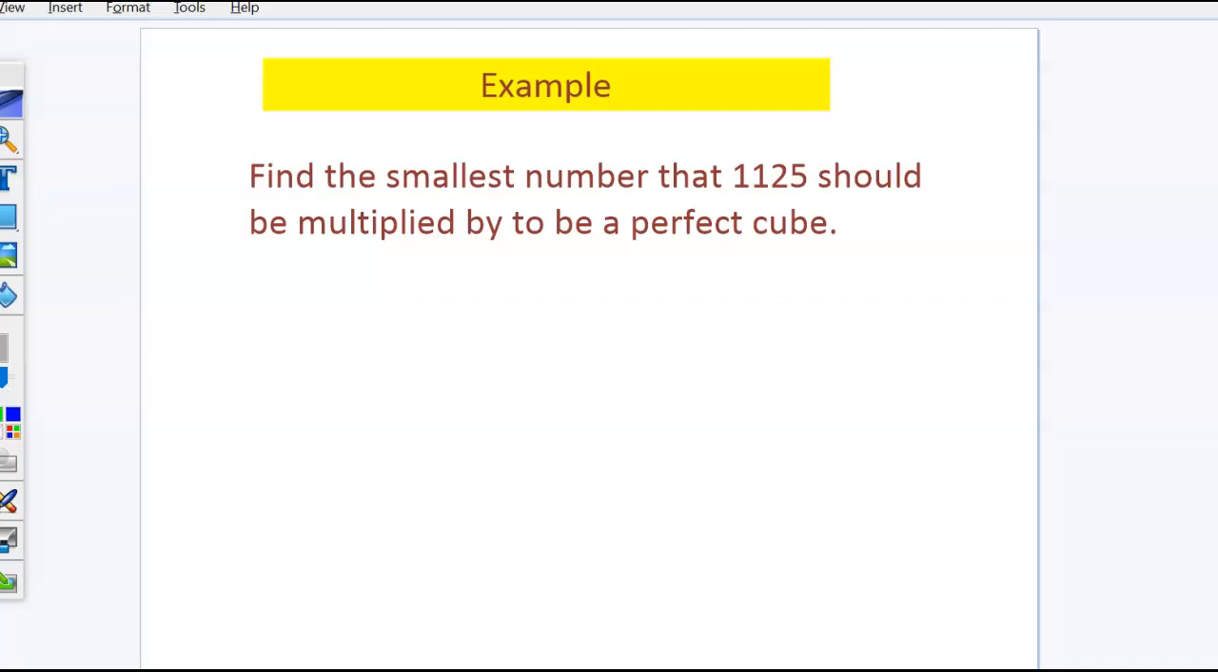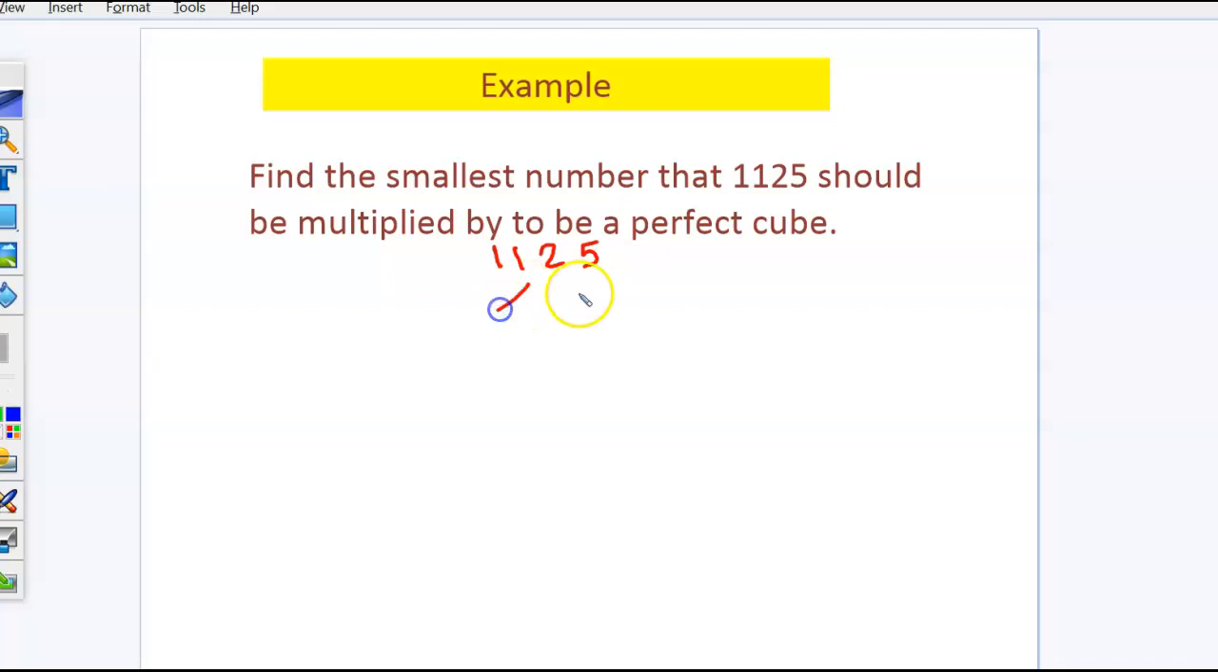All right, the last question, or the second last question, sorry, says find the smallest number that we could multiply 1125 by to make it a perfect cube. Well, again, same idea. We're going to start with the prime factors of 1125, and we're going to break it down.